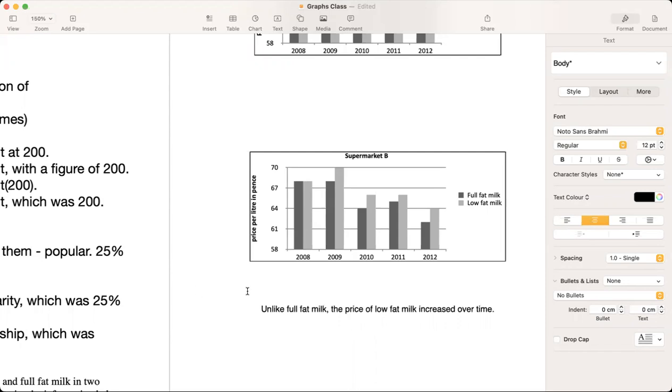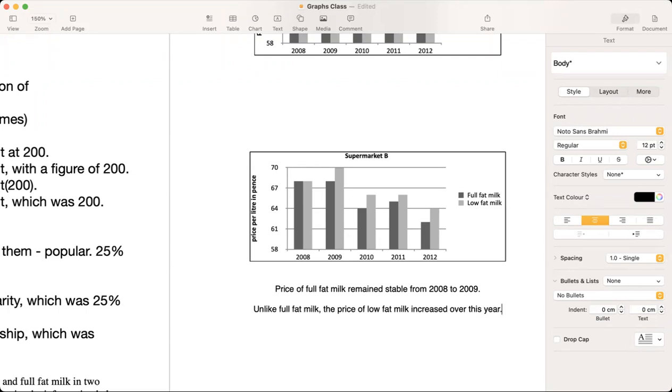Yes, Kunal, perfect. पर पहले बताना पड़ेगा कि price of full fat stable थी. So you have to make a sentence like that. Price of full fat remains stable from 2008 to 2009. Unlike full fat milk, the price of low fat milk increased over this year. Is it clear?